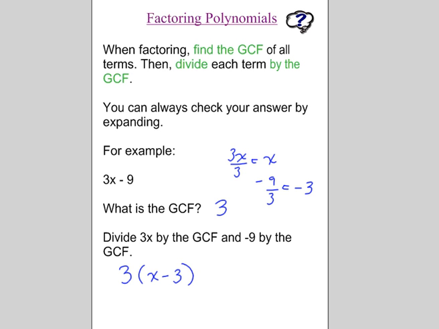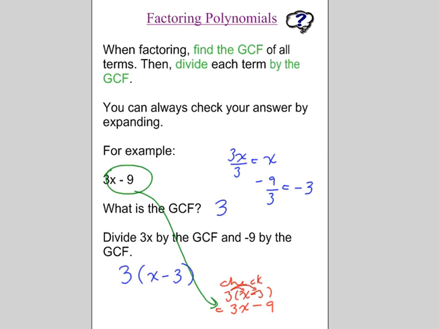Now you can check your answer if you want. So over here we're just going to check it. We can check it by expanding, by doing distribution. So 3 times x is 3x. 3 times negative 3 is negative 9. And if you get the question back, which in this case we did, the original question was 3x minus 9, and that's what we got, then we know we've factored it correctly.